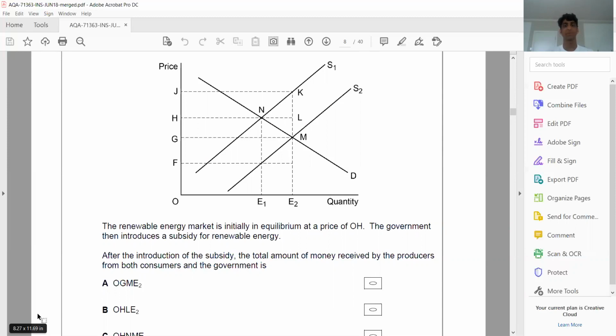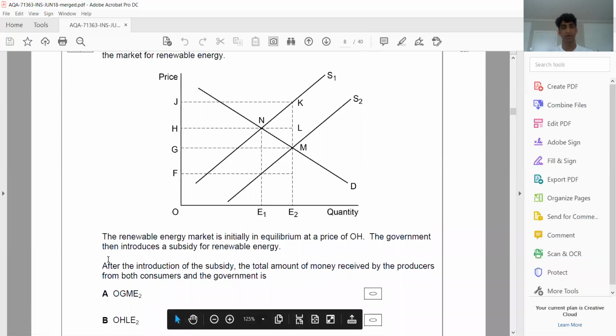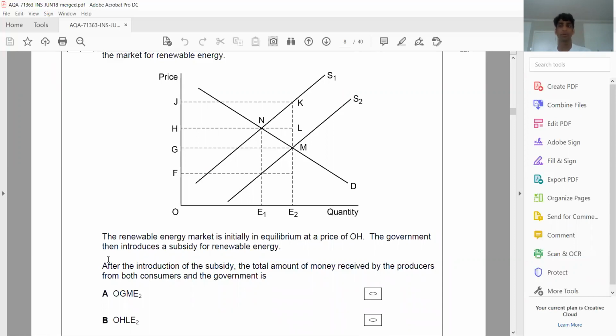Now, the first thing to keep in mind is what the total amount of money is. Total amount of money received is in effect just the total revenue that I make from selling my products. So my advice to you, if you get a question like this, is just break it down in 2 steps. First, see how much the consumer is giving me, and then how much the government is giving me. So let's start off with the consumer.